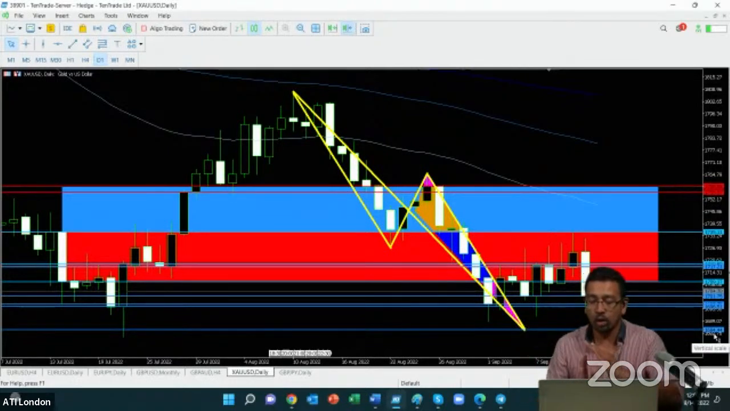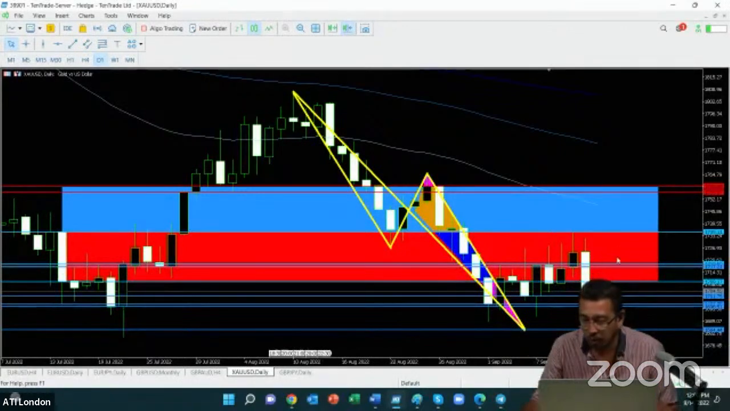But if at all it pierces through and goes upwards into the red zone, there are some buying stages to take, but we'll probably best to wait until that happens before we take any decisions at this moment of time, especially with gold. Okay guys, any questions?